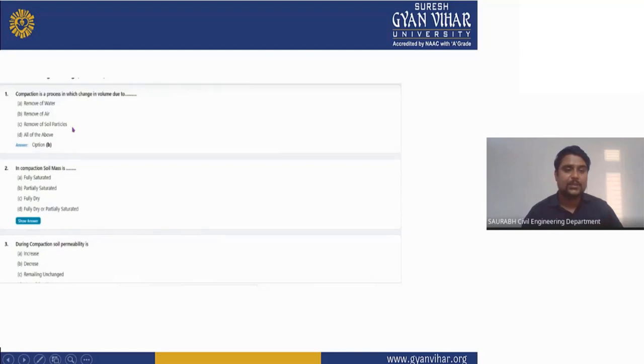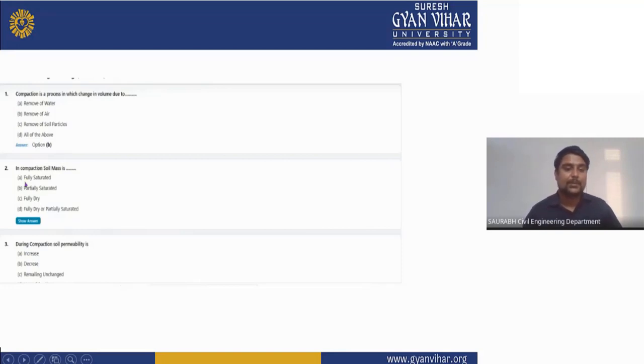The right answer will be B, because as we know, in consolidation we need to remove the water, the water voids. In compaction we need to remove the air voids. So the right answer here will be A. And if you read this sentence, complete it with this: compaction is the process in which the change in volume is due to removal of air voids. So the right answer will be B here.